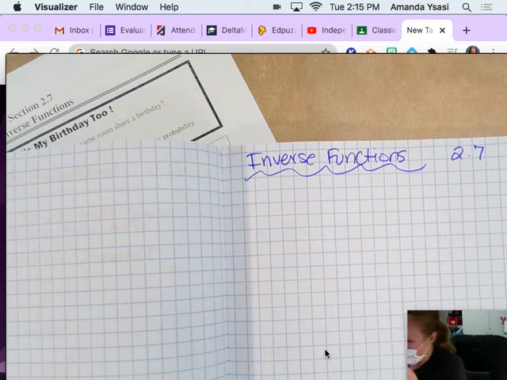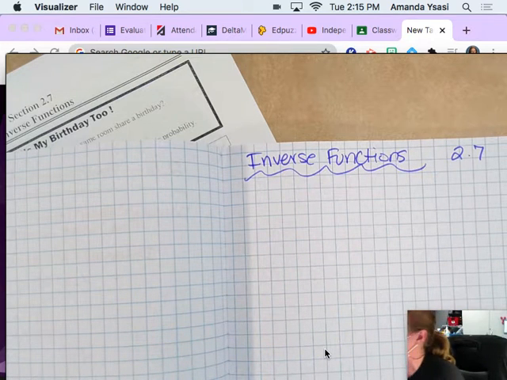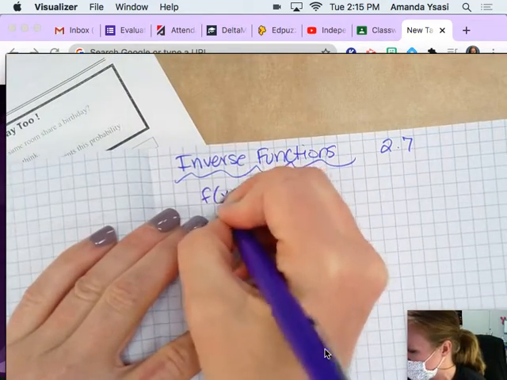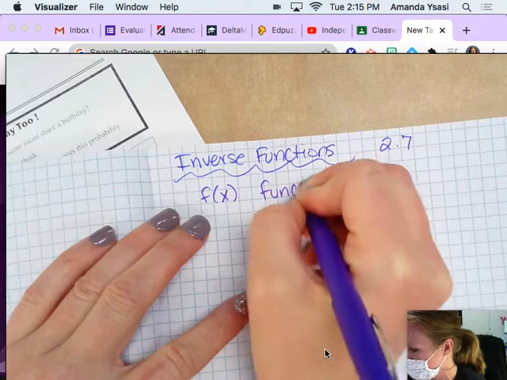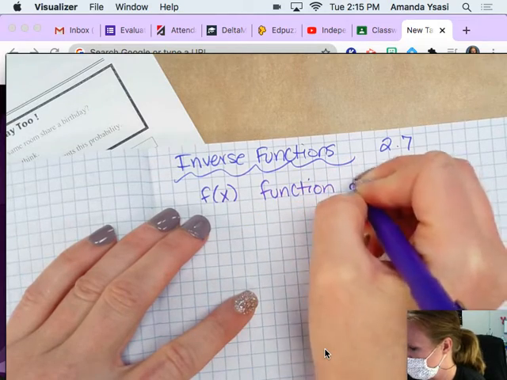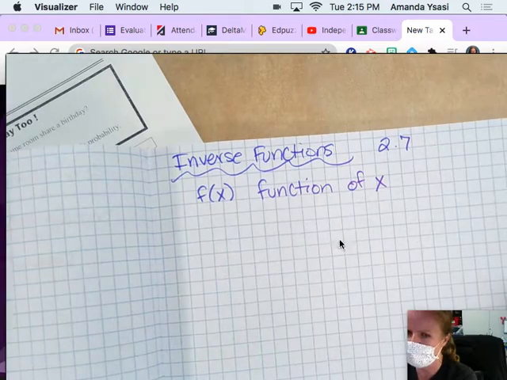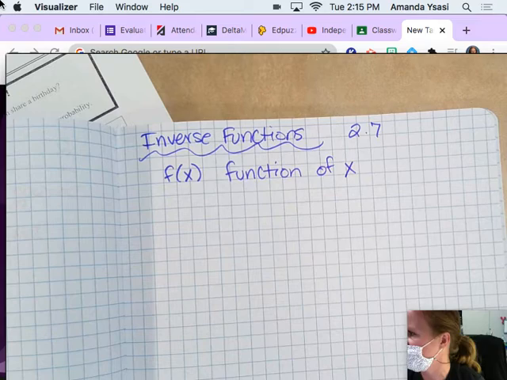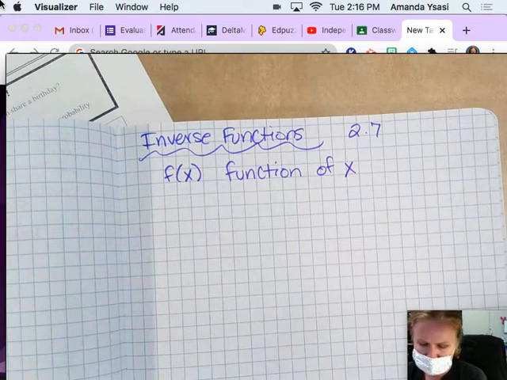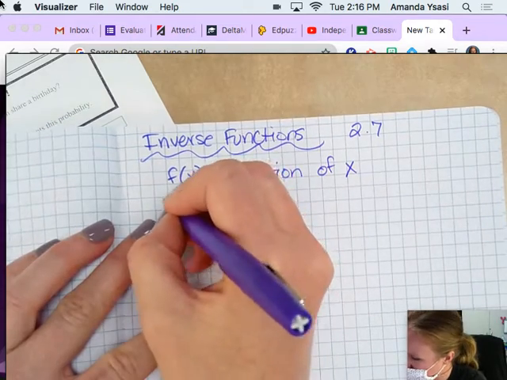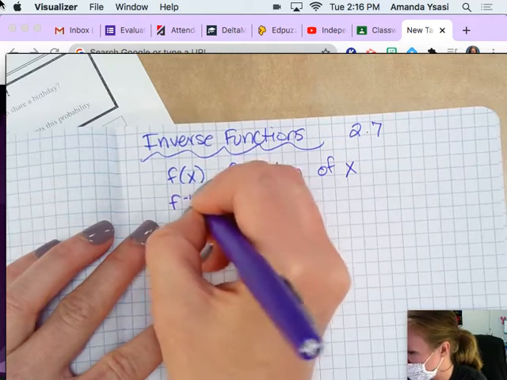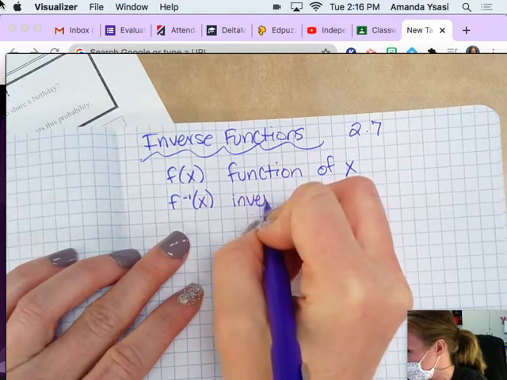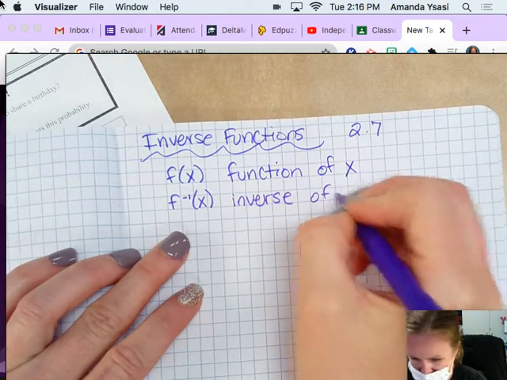Okay, we are talking about inverse functions today, and this is section 2.7. So we have f of x, which is just our function of x. And anytime you see f to the exponent of negative 1 of x, that means the inverse of f of x.